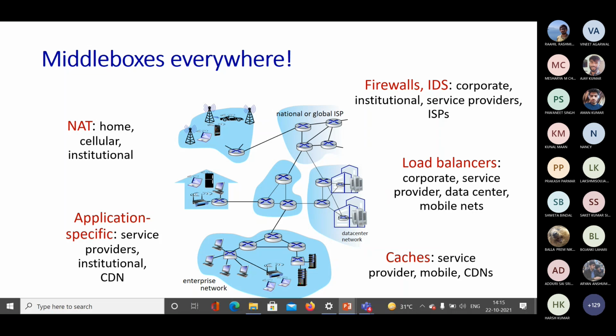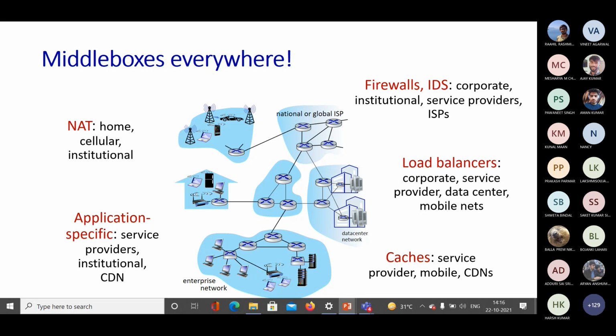And of course, you can also have caches on the internet, which will be a form of middle box. So caches can be there with the service providers, with mobile networks. I don't know whether you have heard the term mobile edge computing or not. So we do have caches there, and then you have, of course, CDNs, which use the concept of having caches to deliver the content to the corresponding users.